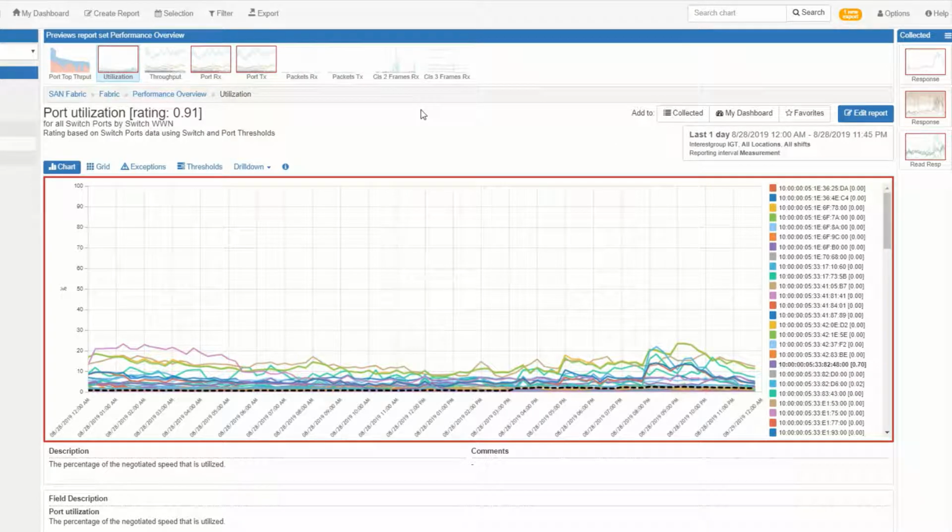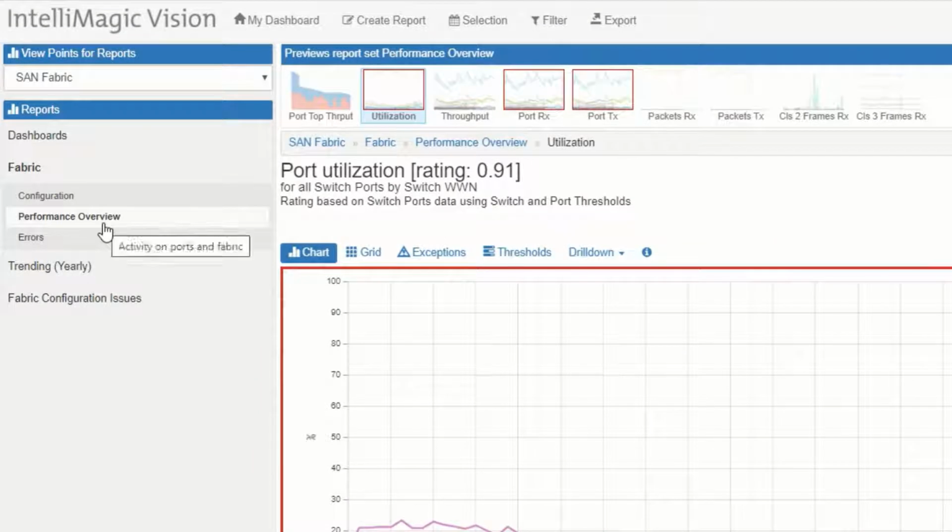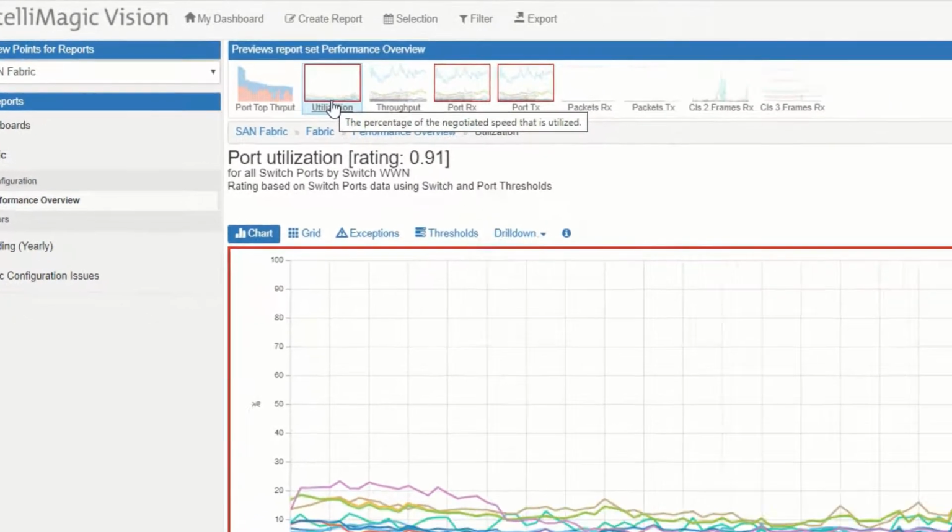Hi, in this brief video, we'll take a look at identifying the root cause of high port utilization on my Fibre Channel SAN fabric. I've got a number of charts here that help guide me through the identification of the culprits. The easiest way to go here is to look at my port utilization, and this is looking at the bidirectional port utilization for all the ports on the SAN fabric.